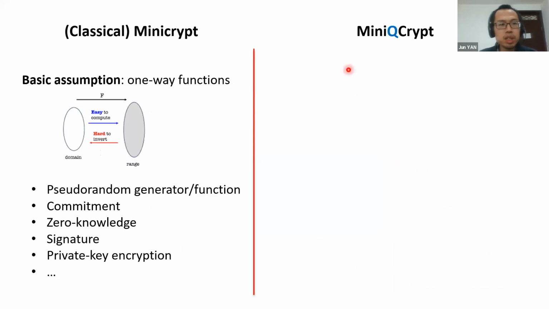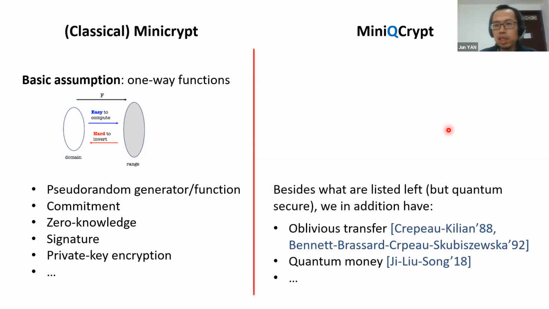In the classical Mini-Crypt world, the basic assumption is one-way functions, based on which we have a bunch of important primitives listed here. Turning to the quantum counterpart, Mini-Q-Crypt, besides what are left, but quantum secure, we in addition have oblivious transfer and quantum money. But it is open what the basic assumption in the Mini-Q-Crypt world is.